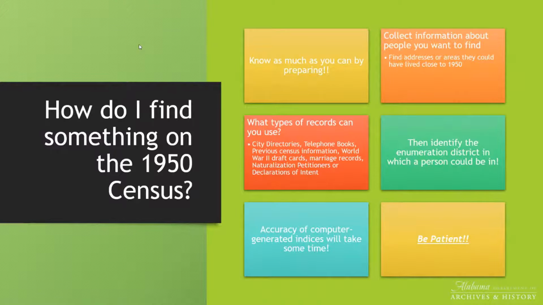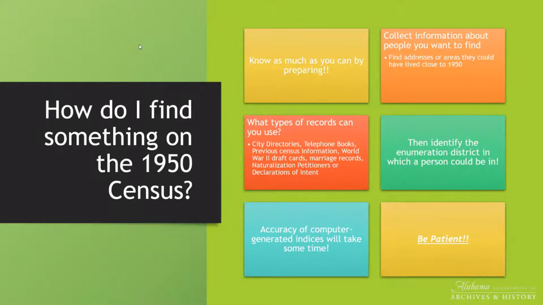Since we're not going to be able to keyword search really quickly, it is important to start thinking now about how to get prepared and how you're going to be able to find someone. So you need to try and find out now as much as you can about who you think will be on the 1950 census and where you think they would be.